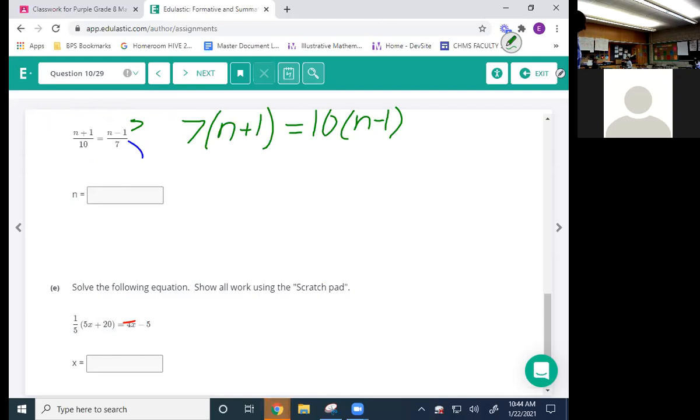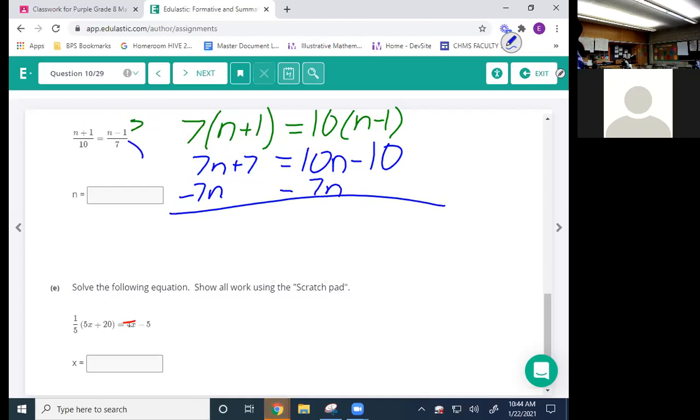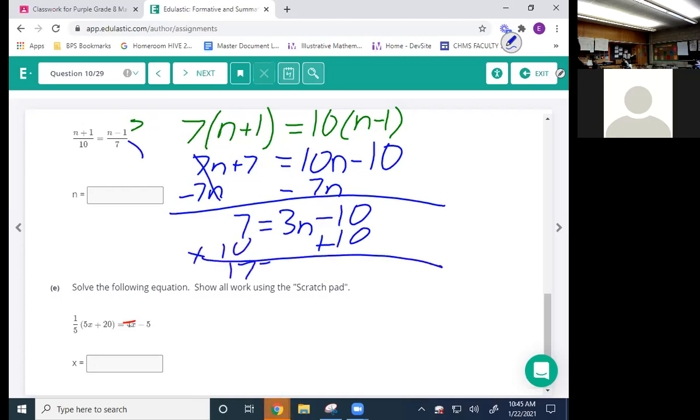Okay, distribute here. 7n plus 7 is equal to 10n minus 10. Then minus 7n. I chose minus 7n because 7n is smaller. Being strategic about it, minus 7n. Cancel. 7 is equal to 3n minus 10. And then to get the n by itself, I would add 10 to each side. 17 is equal to 3n.